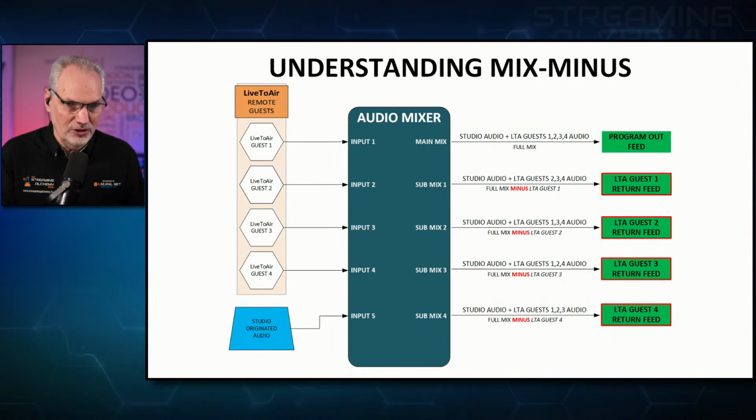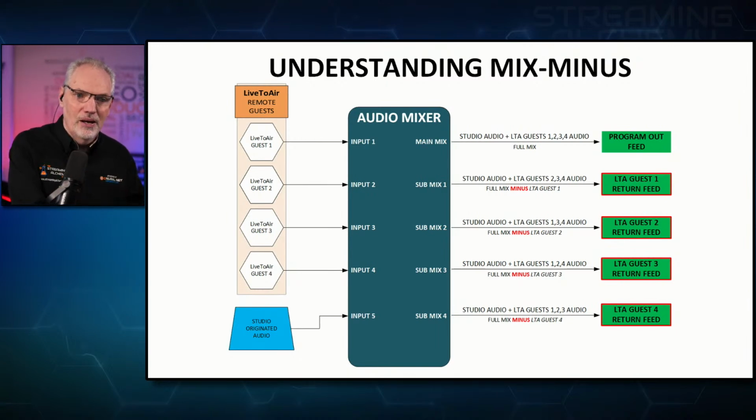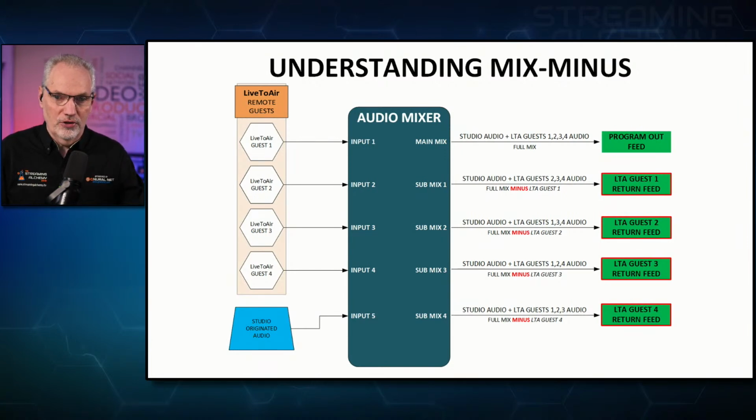So what we want to do for them in creating this submix is give them the studio audio, but give them the audio for guests 2, 3, and 4, not for themselves. So it's the full mix minus LiveToAir guest 1. And that's what we're sending back to guest 1. We do the same for guests 2, 3, and 4. They get the full mix, the other guests, minus themselves. And that's where the term mix minus comes from. It's the mix that we're sending minus some element that we're holding back to create a better experience for the person hearing that.